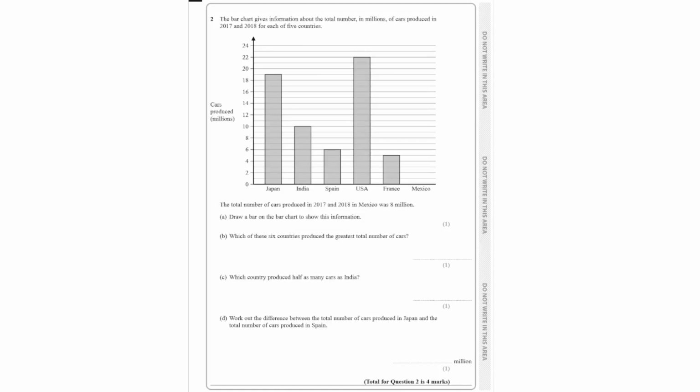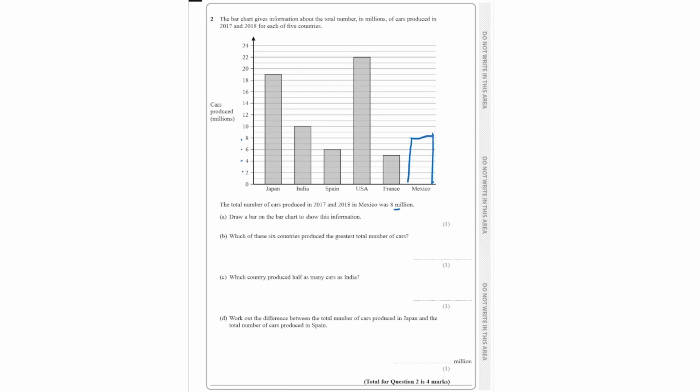The bar chart gives information about the total number in millions of cars produced in 2017 and 2018 for each of the five countries. The total number of cars produced in 2017 and 2018 for Mexico was 8 million. Draw a bar chart to show this information. So when we're given this value, we simply look at the y-axis and we count 2, 4, 6, 8, and we draw a line perpendicular to 8. Try to use a ruler if possible.